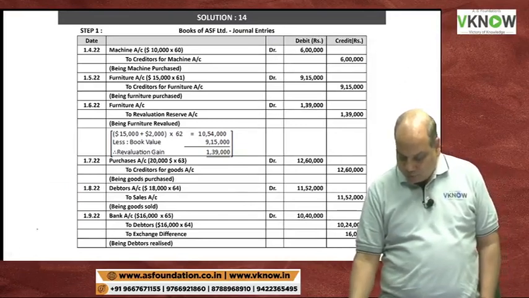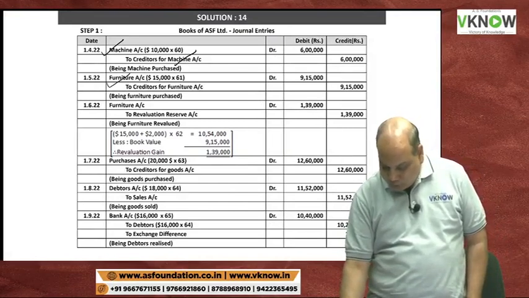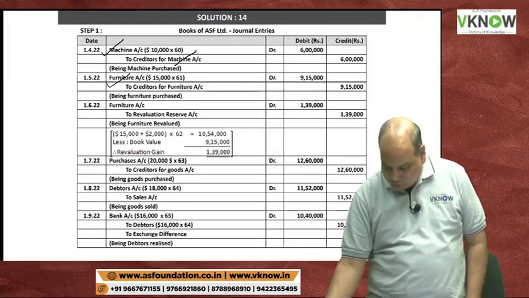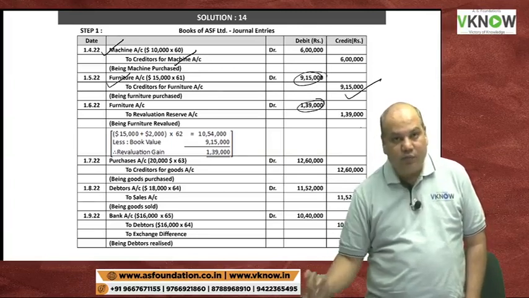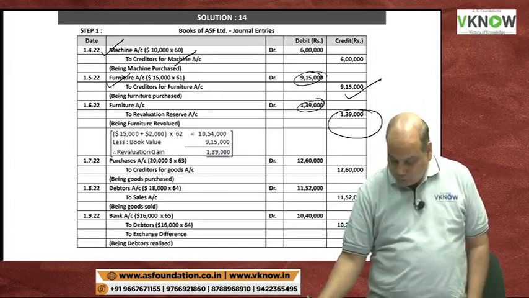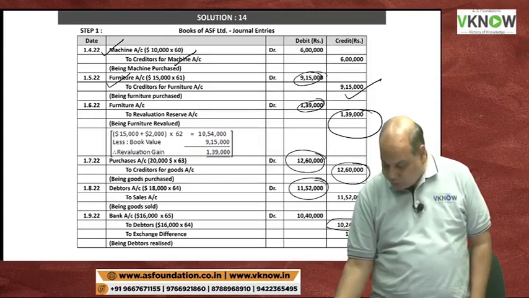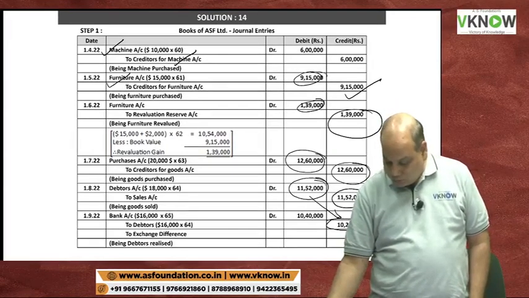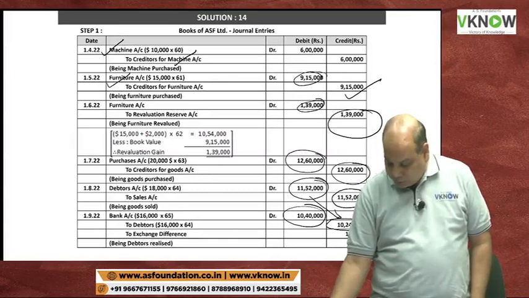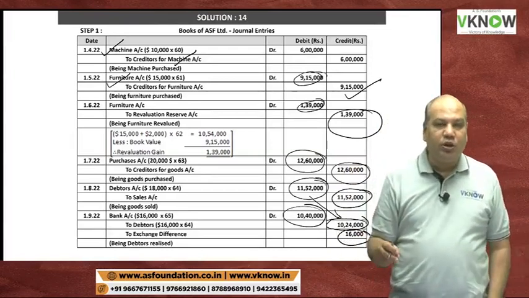Let us understand. Machine will come, creditor for machine will come, furniture will come, but the revalued amount will come. This and plus this. Creditor for furniture will come, they are not yet settled. Revaluation reserve will come, purchase will come, creditor will come, debtor will come, but some portion of debtor has been collected. Sales will come, bank will come, and this exchange difference will come. So these items I am going to now put in the trial balance.